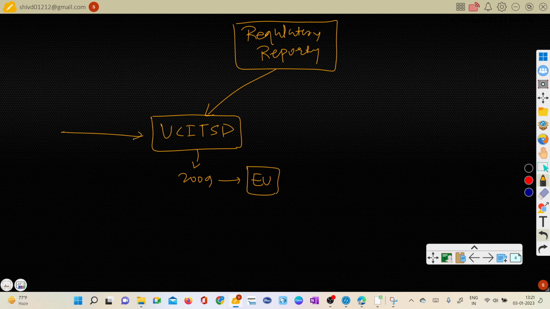Apart from that, I'll just pick a few more names which will help you understand. The name of the other is SEC PF. PF is not provident fund, it's private funds. PF stands for private funds.